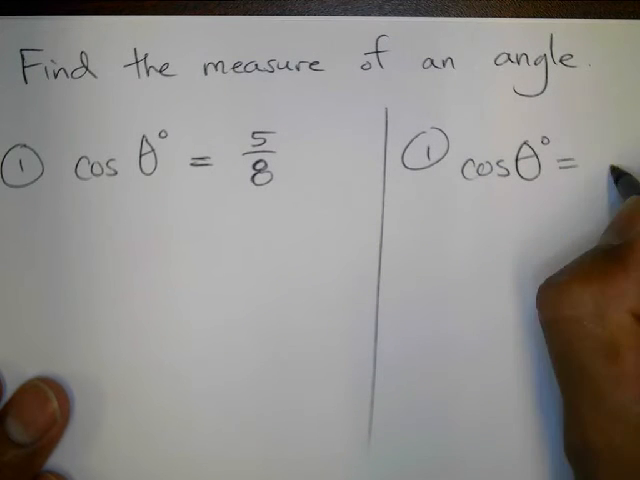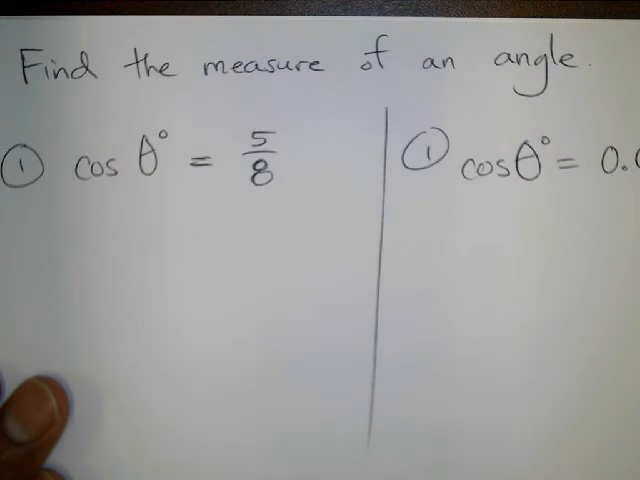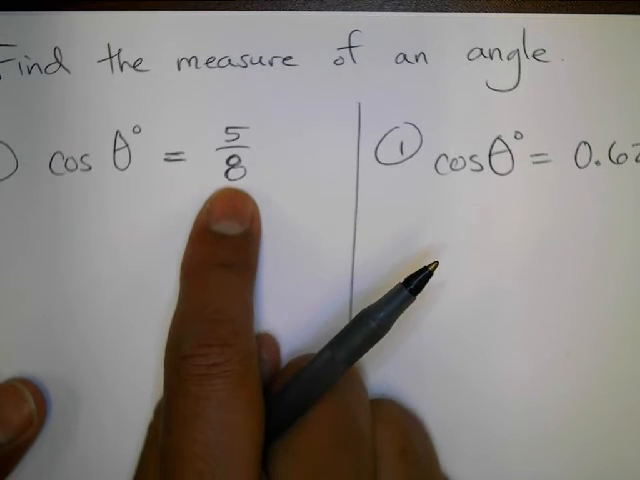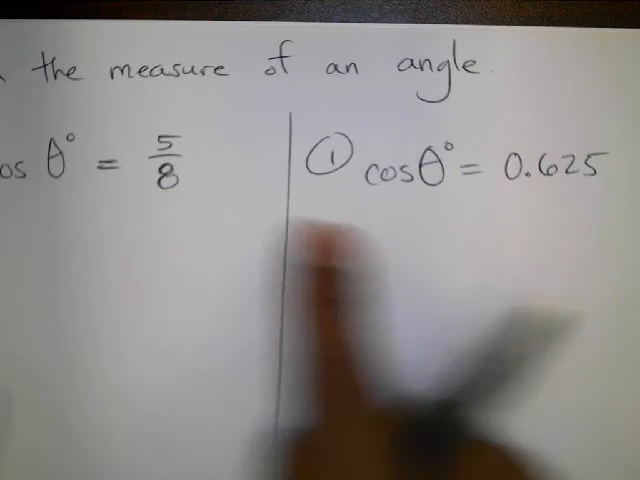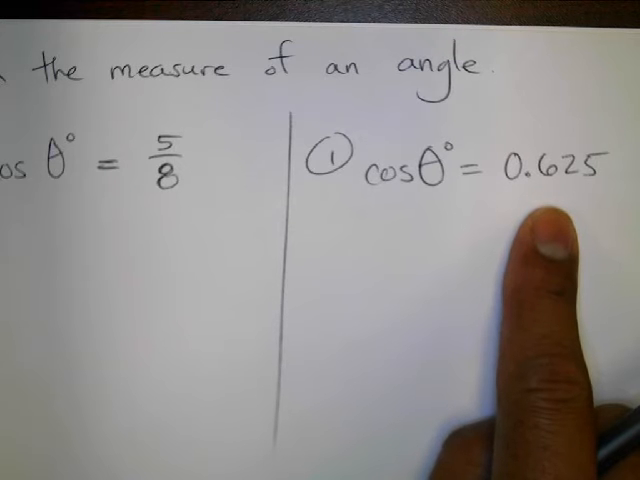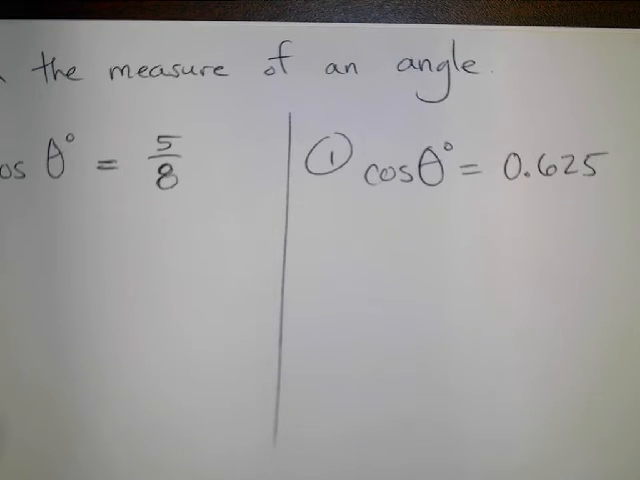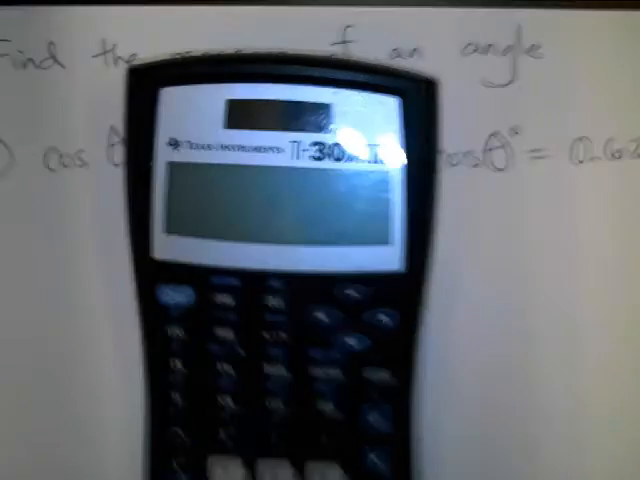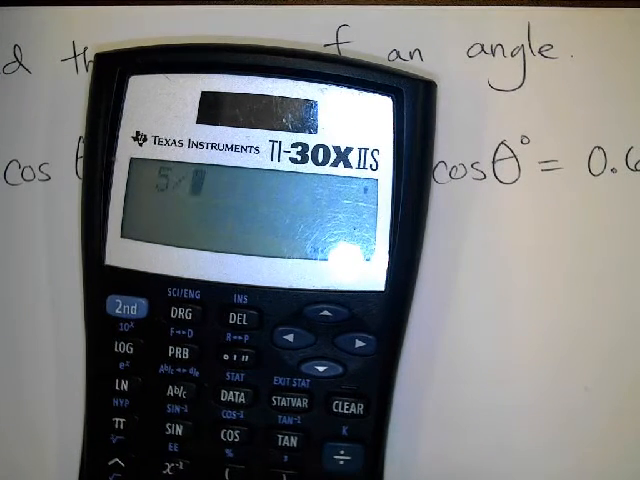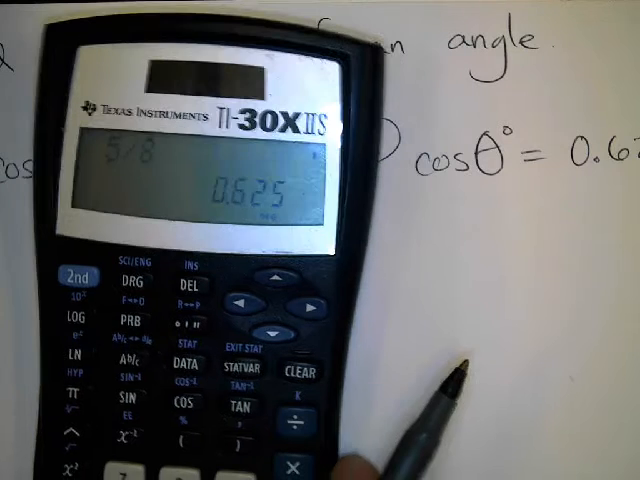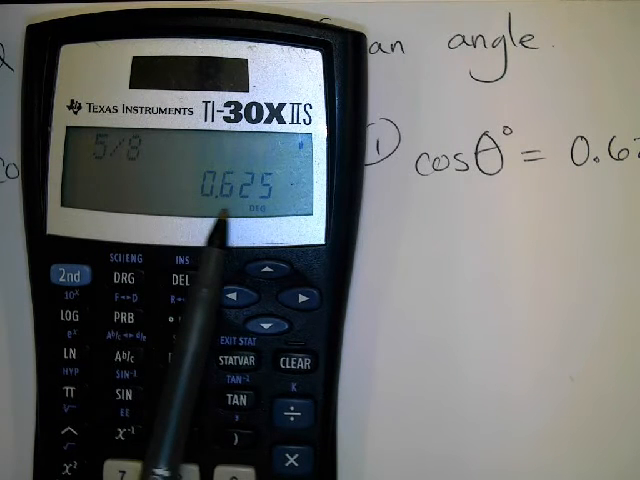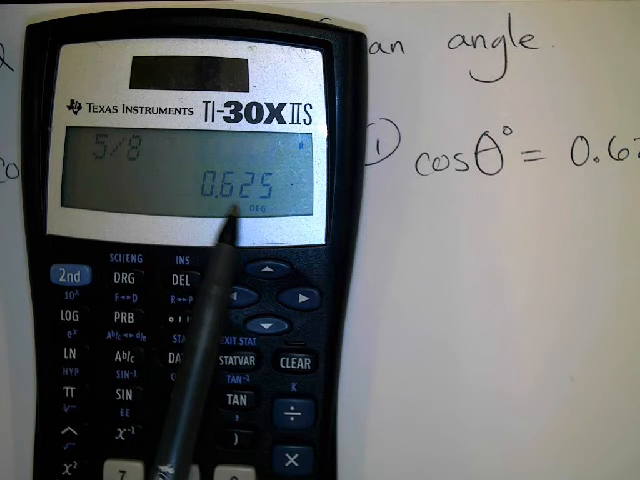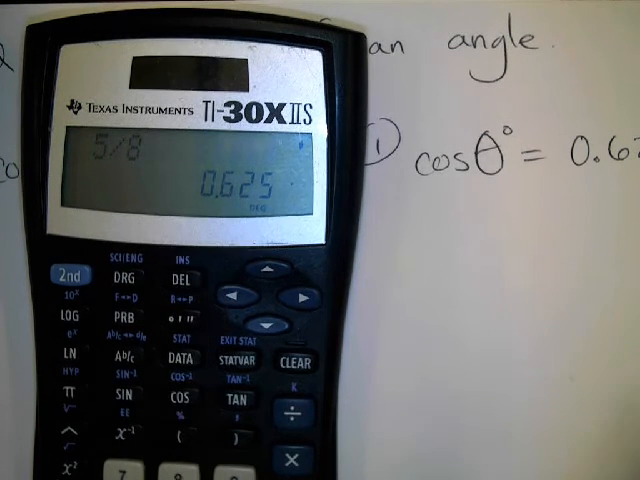Cosine of the angle is equal to 0.625. So you'll have a ratio when you set it up, or even if they give you a decimal, it's the same thing. Because look, 5 divided by 8 is 0.625. And when you have all these decimals, just leave them. We need all these digits. Don't round it off or anything.